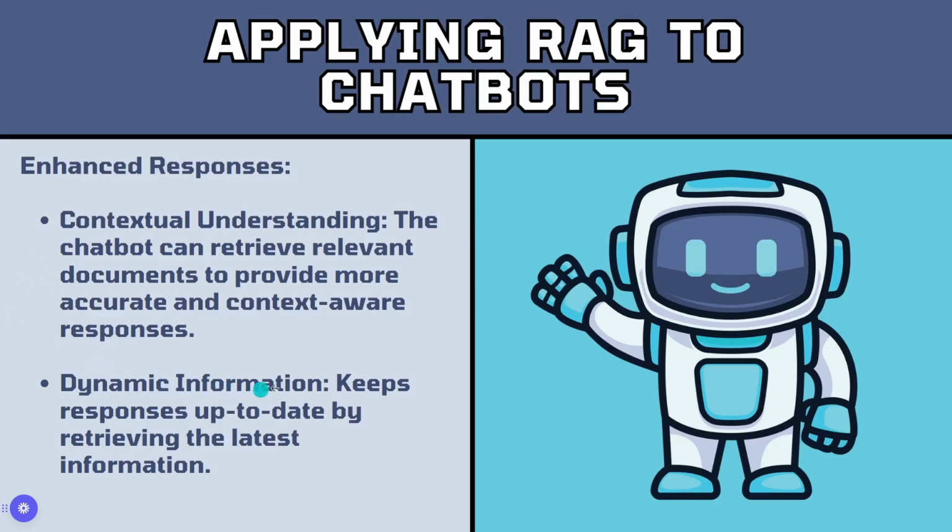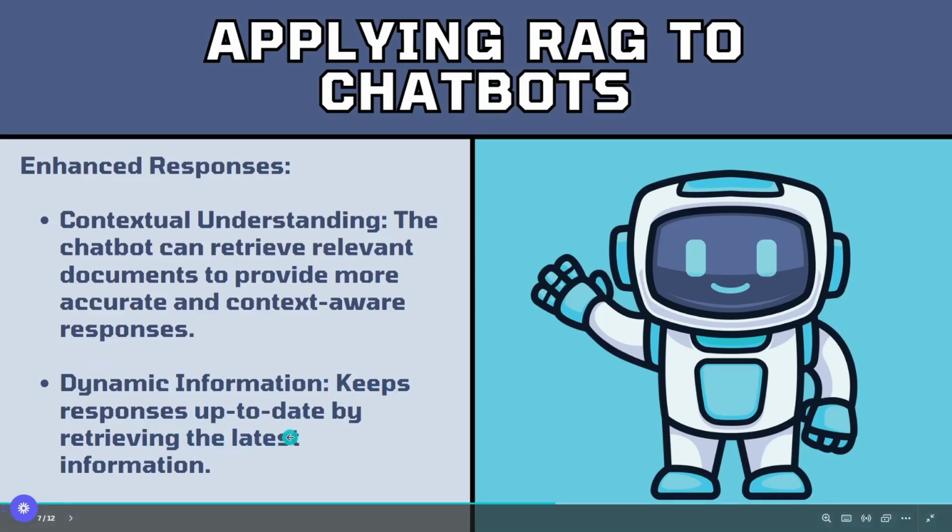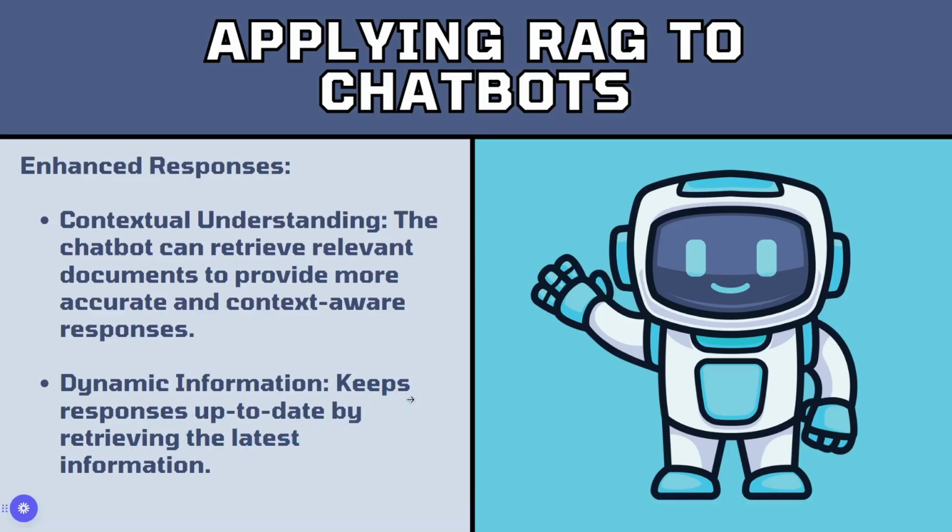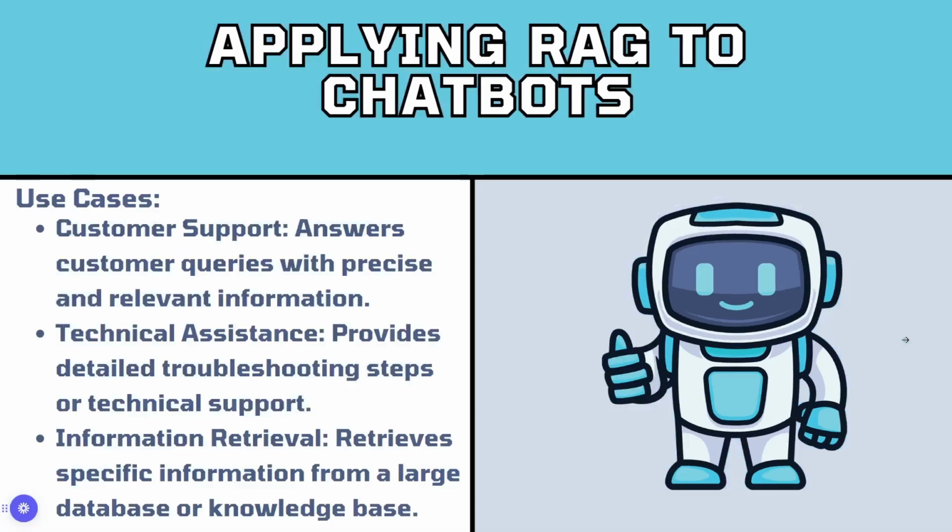And then dynamic information keeps responses up to date by retrieving the latest information. So we can keep updating our files or our database with new information in order for the chatbot to use that up-to-date information as well.